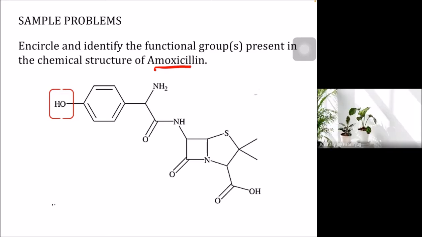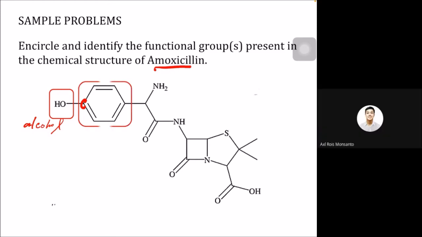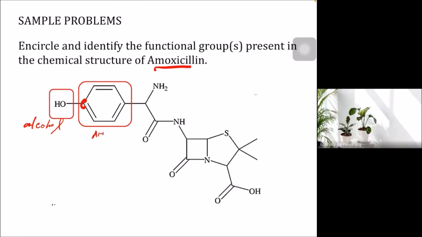Alcohol. Okay, very good. So, let me write. This is alcohol. This is an R group, no? A carbon. For any skeletal structure, per corner is a carbon. Alright? So, what about this portion? Arene. Okay, very good. This is arene.